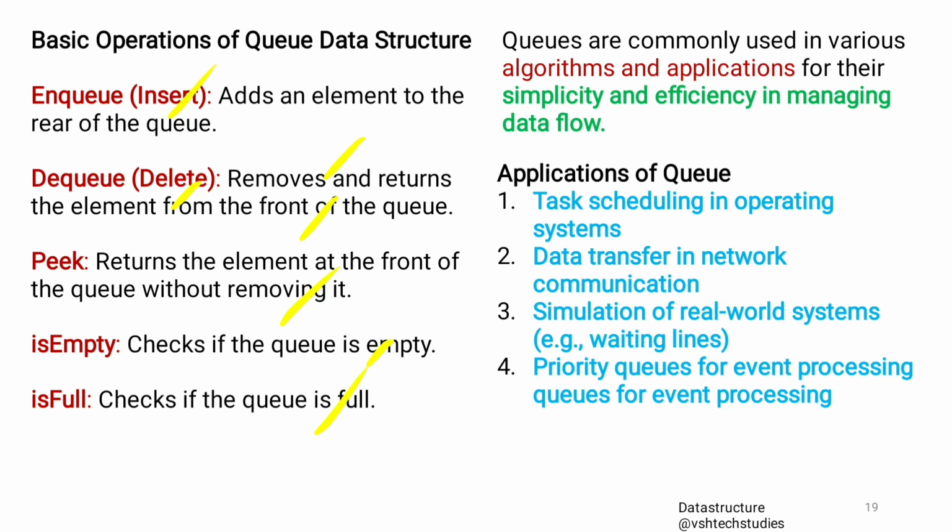So queues are commonly used in various algorithms and applications because they are very simple and efficient in managing data flow. So queues are used in operating systems for task scheduling, data transfer in network communication, simulation of real-world systems like waiting lines, priority queues for event processing.